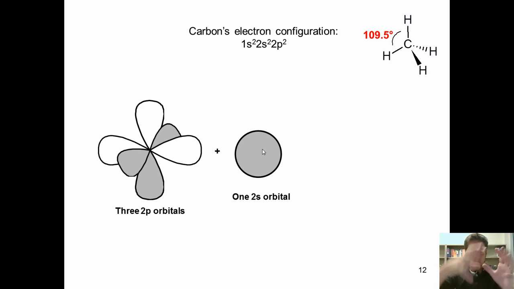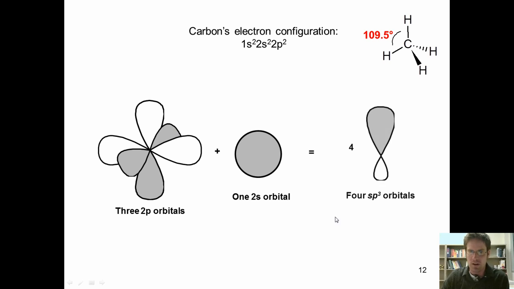and then I took all of that molding clay and separated it out equally into 4 separate orbitals that are all equal size and shape, that's essentially what carbon's doing. It's taking these 3 individual 2p orbitals, this 1 2s orbital, squishing them together, and separating them out into 4 separate and equal sp3 orbitals.